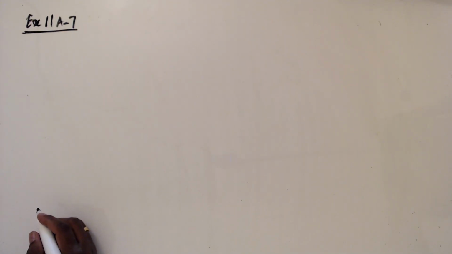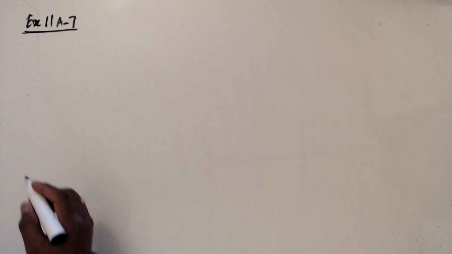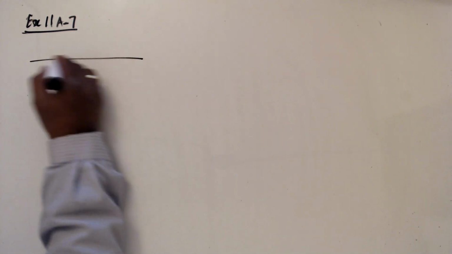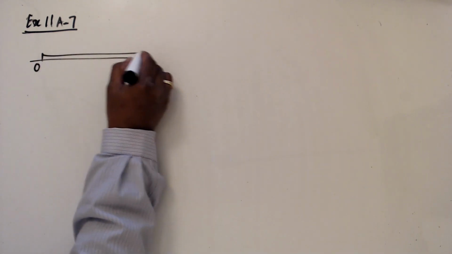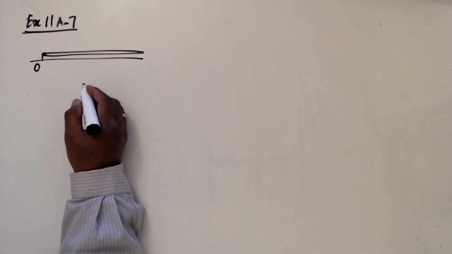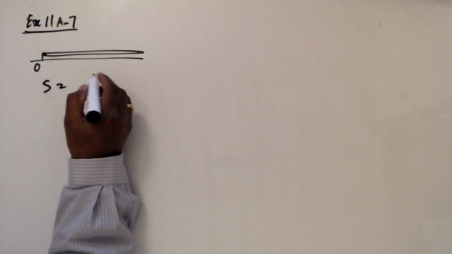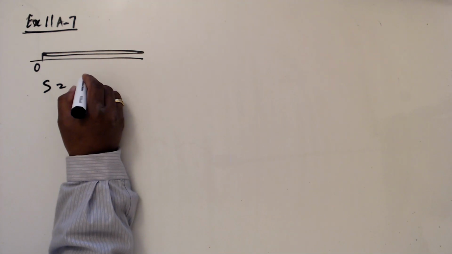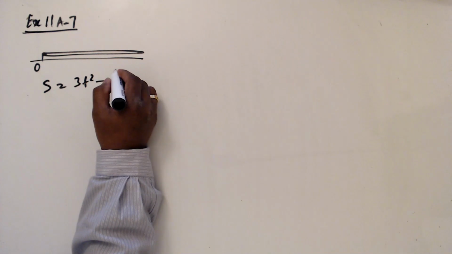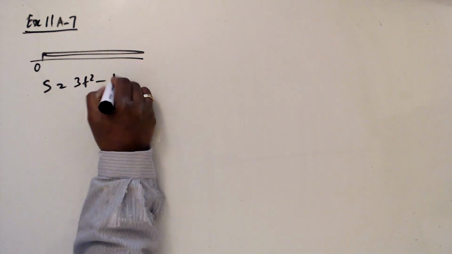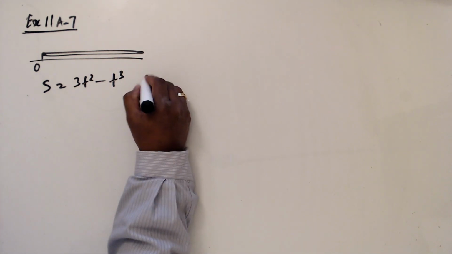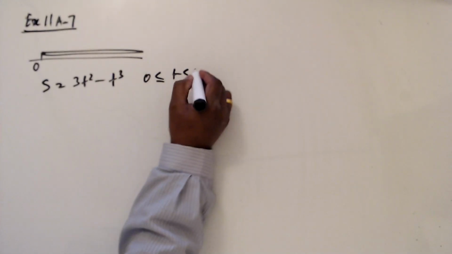Question number 7. At t equals 0, a particle moves on a straight line, starting from O and then coming back again. The displacement s equals 3t squared minus t cubed. So the model is valid during this interval.